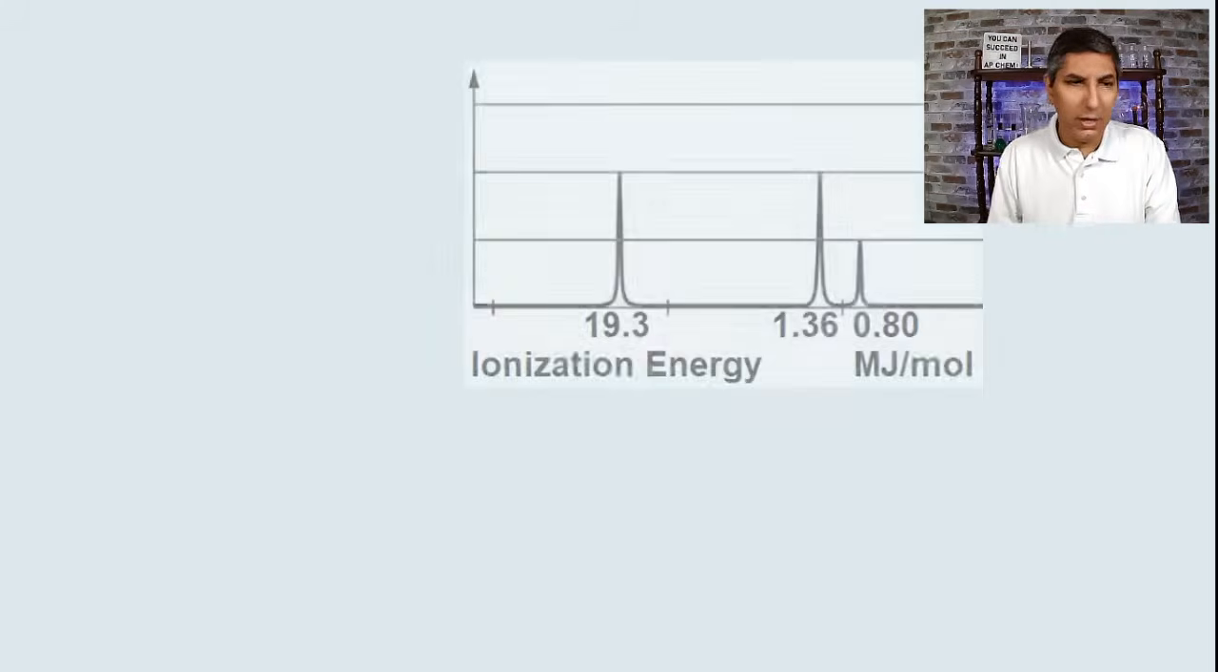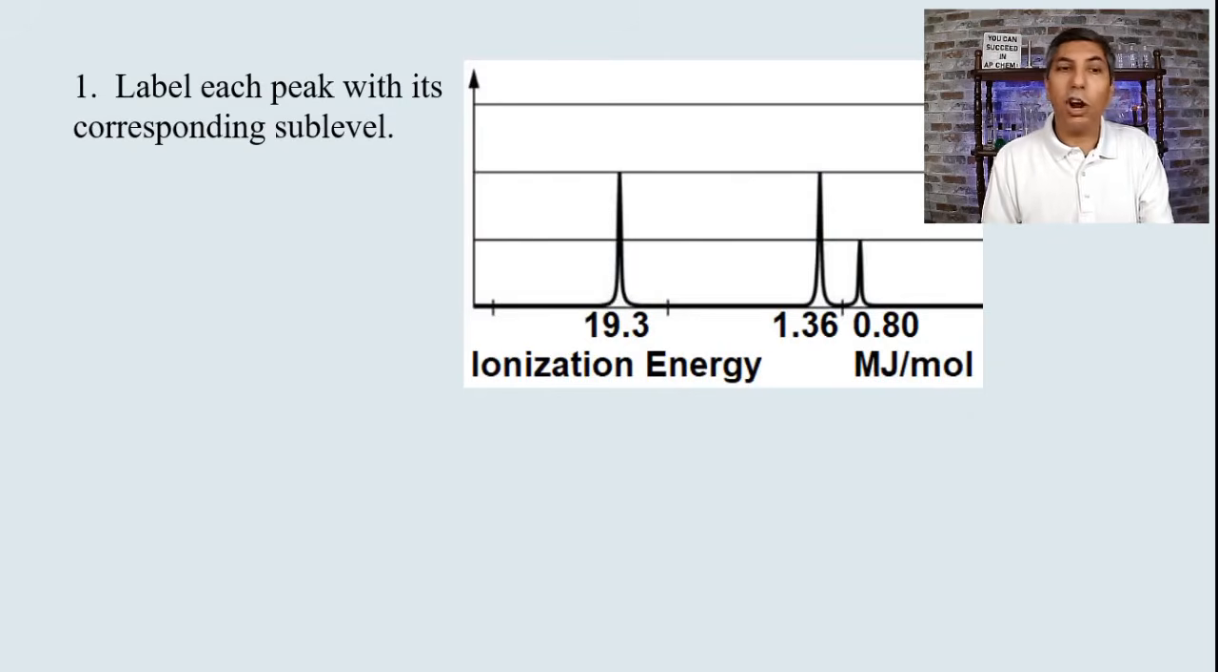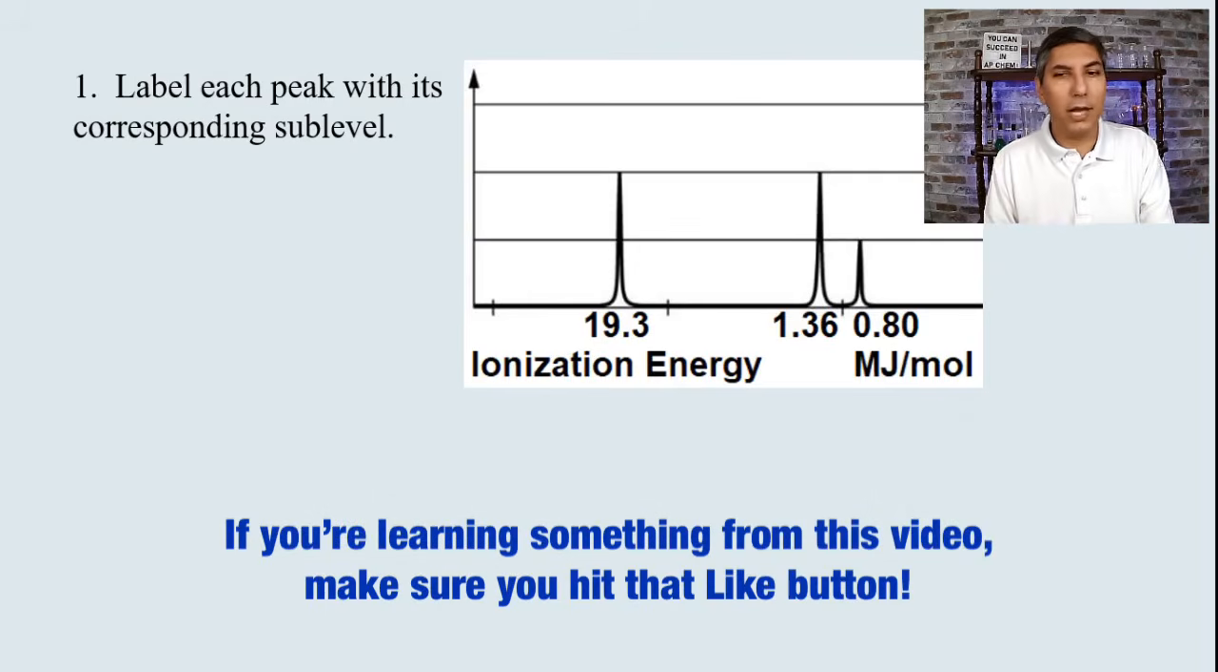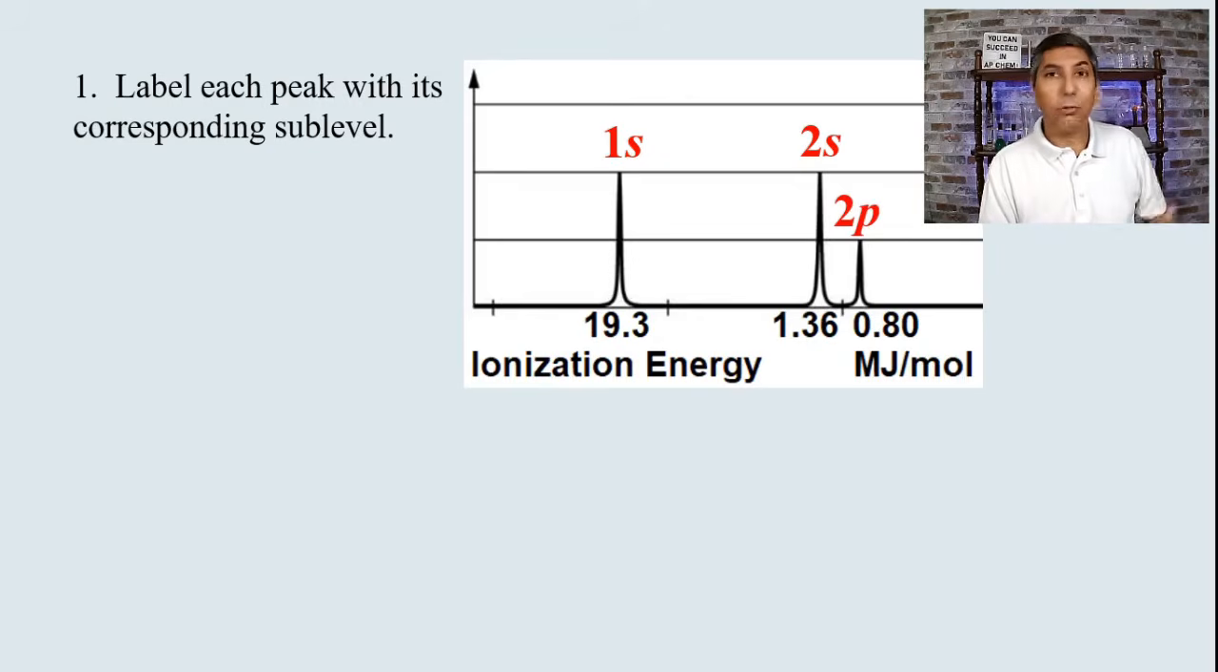Let's try another one. Let's say we have this PES diagram right here. Now, let's start by labeling each peak with the corresponding sublevel. It works just like it did in the last example. It goes 1s for the first one, and then 2s for the second one, and then 2p for the next one. If there were a fourth peak, that would be 3s, wouldn't it? And what's after 3s? Well, 3p. It can just keep going and going, can't it? Well, we only have 3 peaks here.